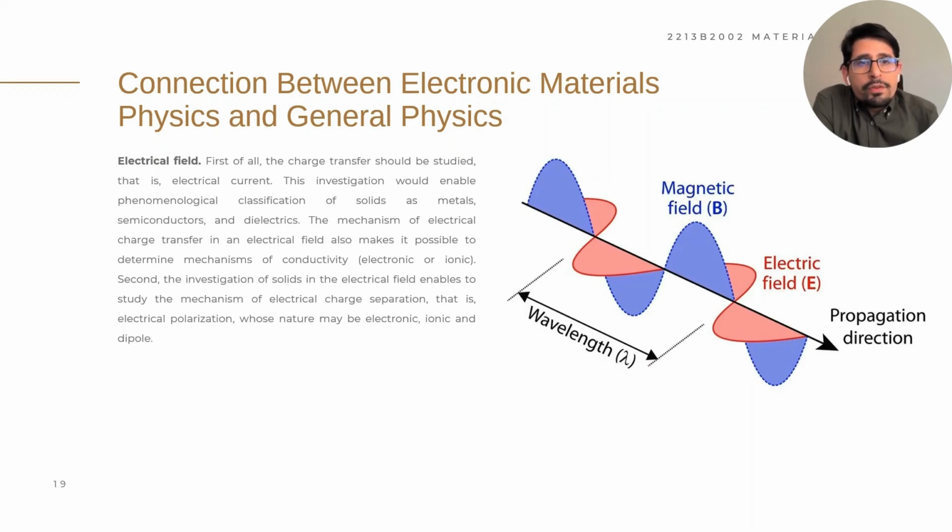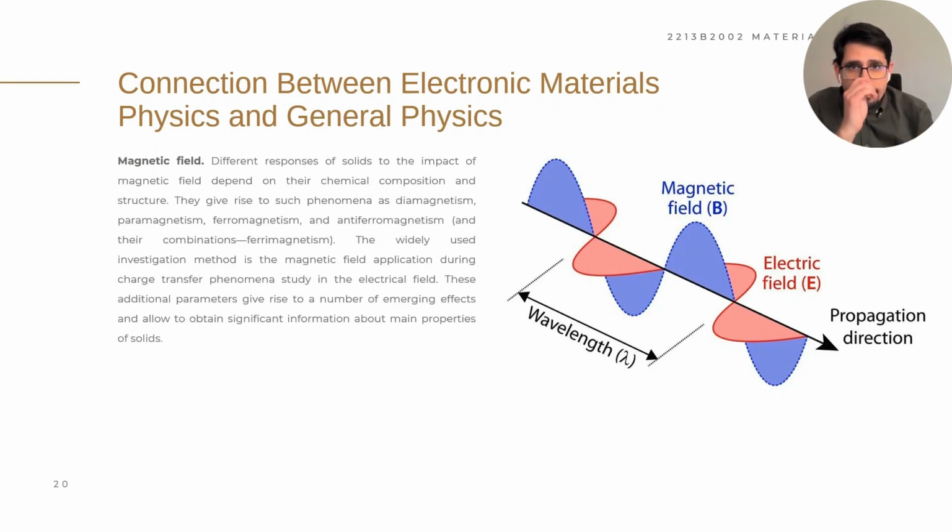Electrical polarization occurs in dielectrics, where charge displacement leads to dipole formation rather than free conduction. Understanding these effects helps engineers design materials for applications in capacitors, transistors, or electromagnetic wave propagation systems, as illustrated in the diagram. Magnetic fields also play a crucial role in determining the behavior of electronic materials.